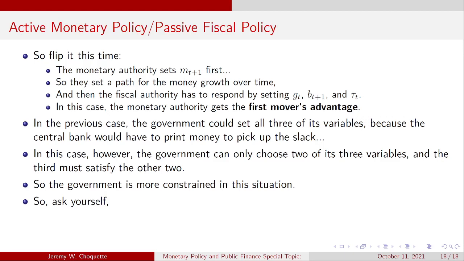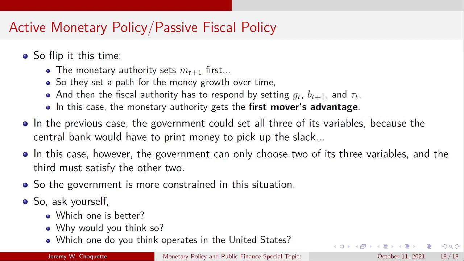So with that said, ask yourself this question: which one do you think is better? I might have already unfortunately biased this in my little talk. Oh, well. But ask yourself which one is better, and if I did bias it for you a little bit, ask yourself why that one would be better. Why do you think that one would be better over the other? Would you prefer active monetary policy and passive fiscal, or would you prefer active fiscal and passive monetary?